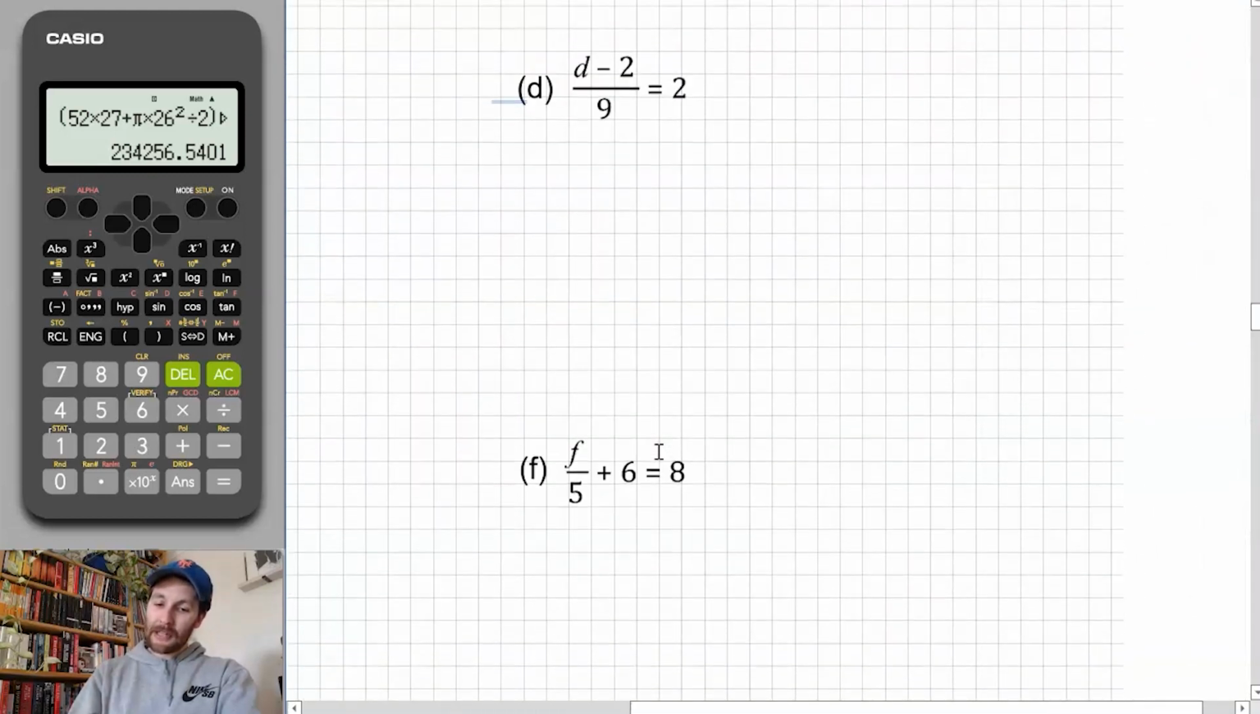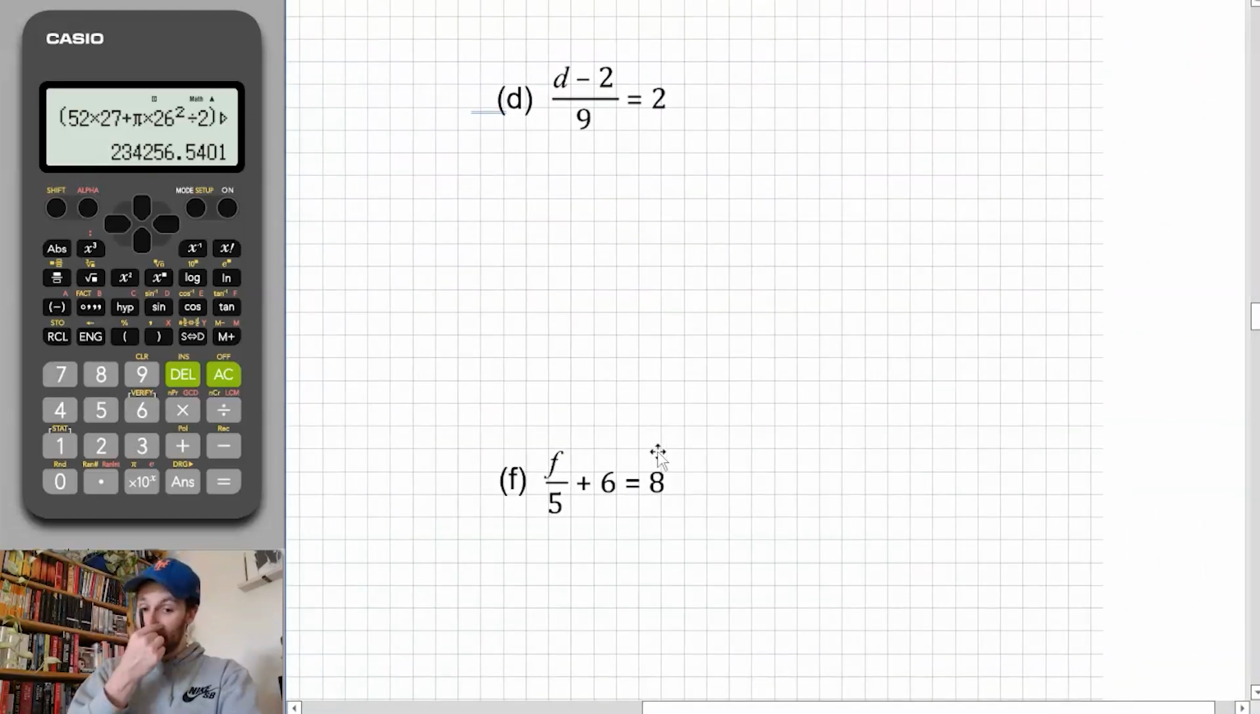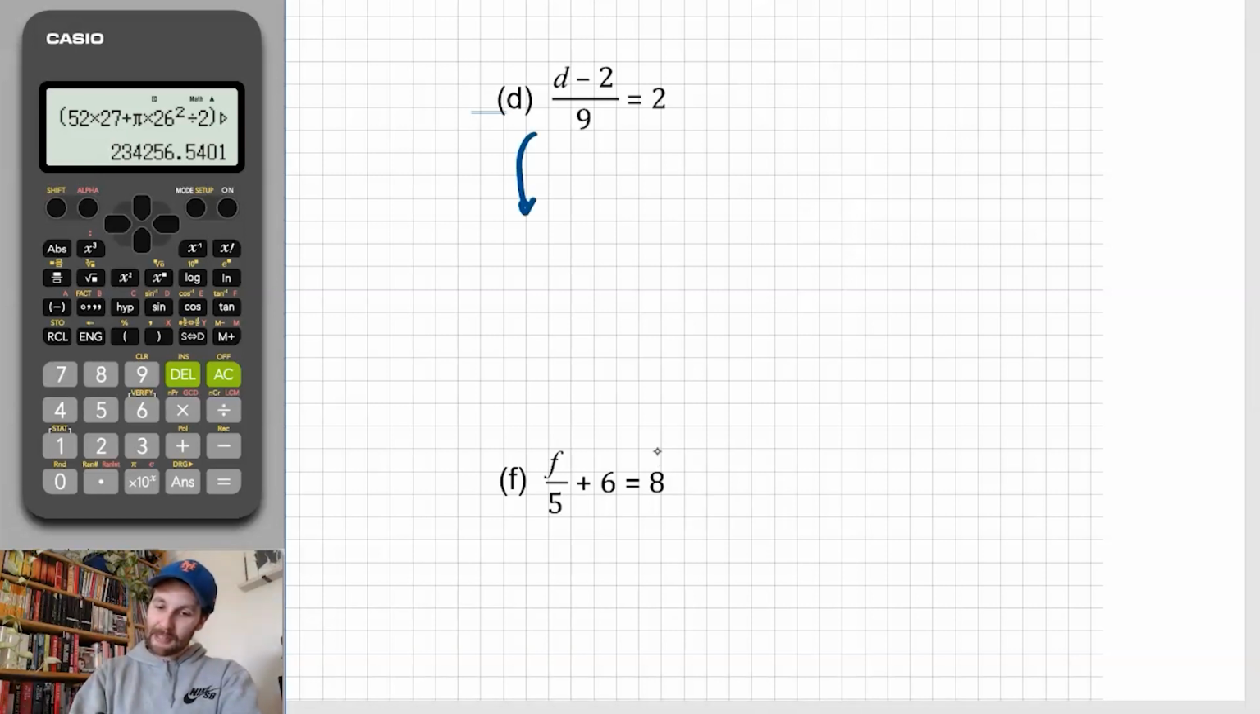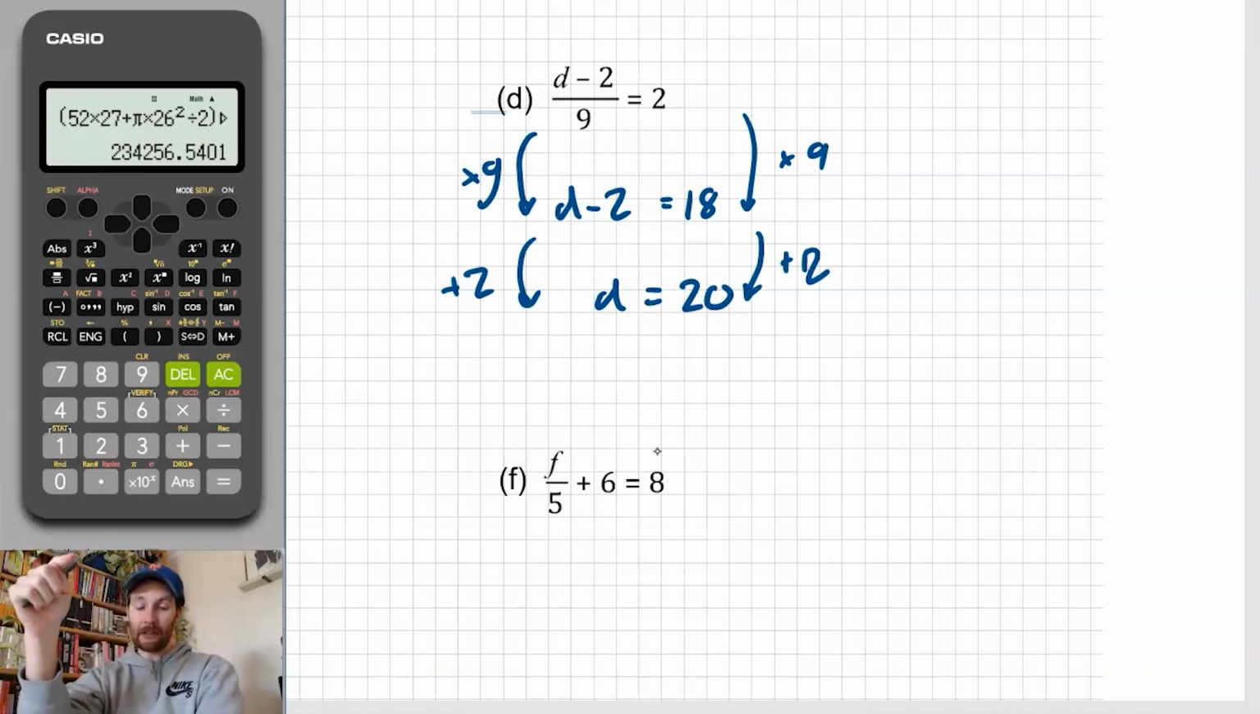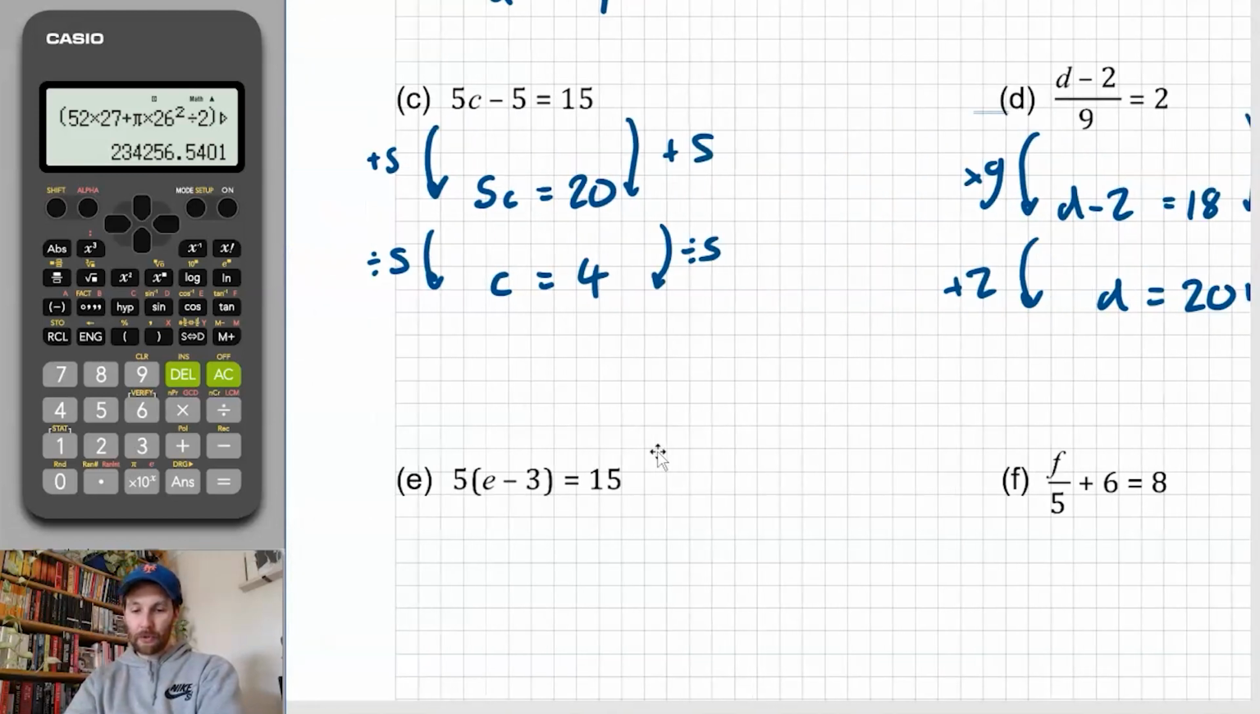All right, next one. D take 2 divided by 9 equals 2, AKA something take away 2 divided by 9 equals 2. Let's reverse that divided by 9 by timesing by 9. So now we've got something take 2 equals 18. All right, so if something take 2 is equal to 18, we've got to plus that 2 back on to give us the value of that something, which is 20. Again, you can put it back in at the top to see if it works. 20 take 2 is 18, divide that by 9 gives you 2, so that still works.